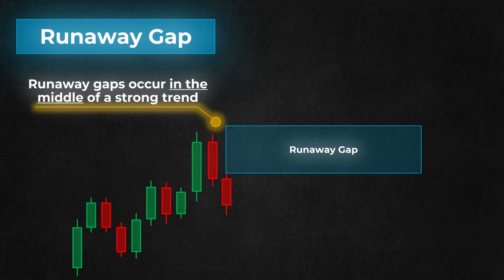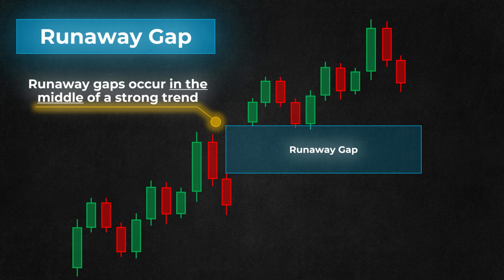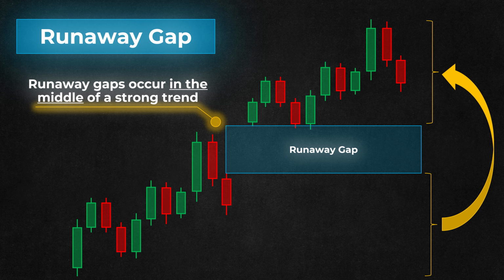Runaway gap. Runaway gaps are a continuation signal, and they usually occur in the middle of a strong price movement. This pattern serves as a reference of how far the movement will go, which is very useful to determine a logical target for a pre-existing trade.